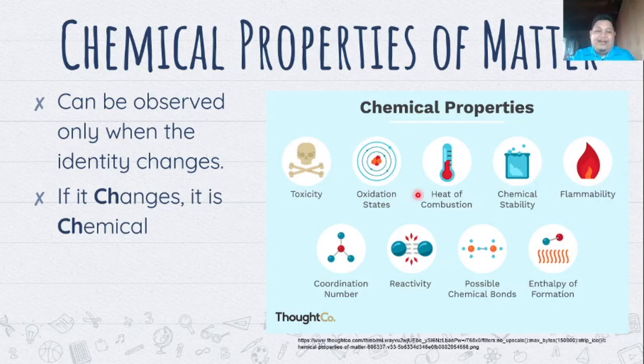Some examples of chemical properties are toxicity, oxidation states, heat of combustion, chemical stability, and flammability. So if this particular substance is flammable, that is a chemical property of it. An example is alcohol. Alcohol is a flammable material. Whenever we expose alcohol to heat, it will produce fire. So it is flammable, and that is a chemical property. Reactivity, possible chemical bonds, enthalpy or enthalpy of formation. We are just going to focus on some major chemical properties of matter.